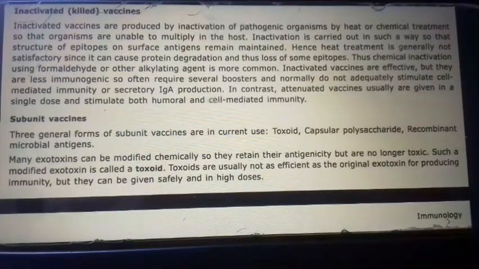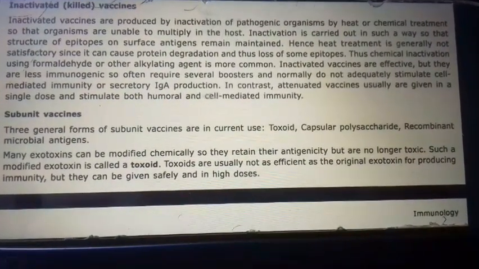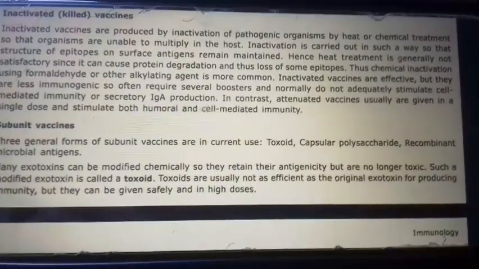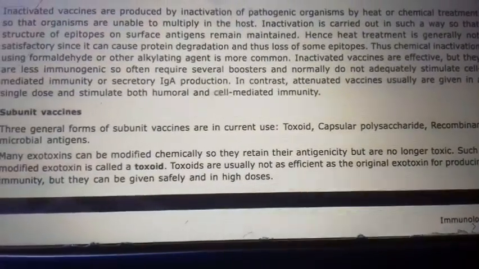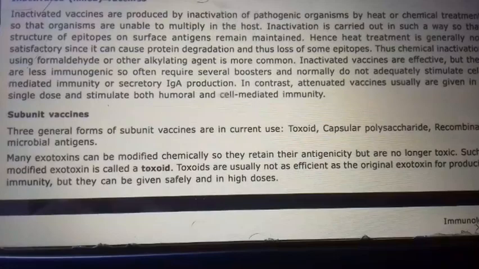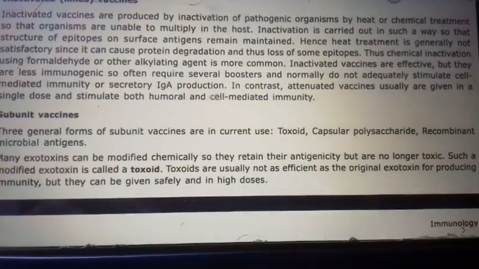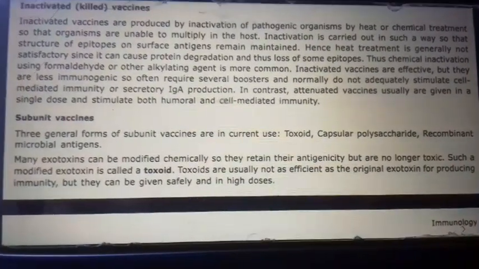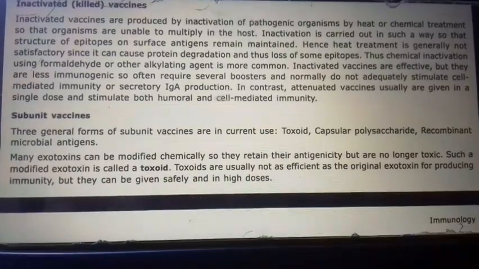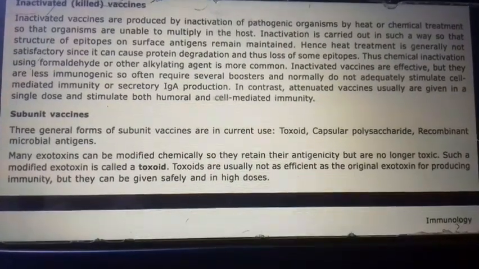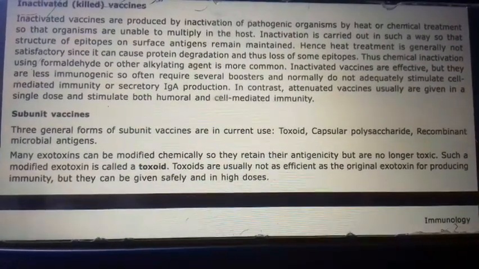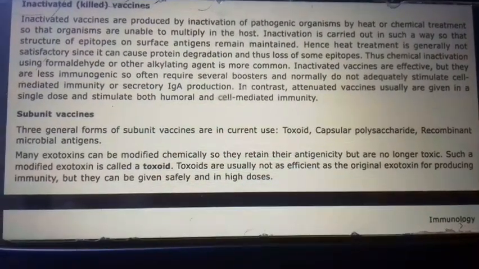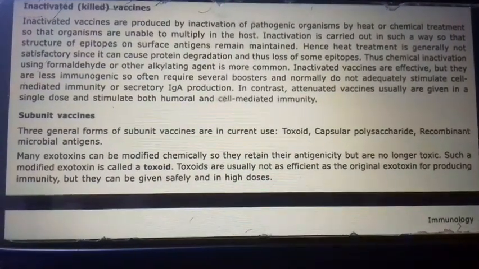Now, subunit vaccines. These are such as toxoid, capsular, and recombinant, made using microbial technology. Many exotoxins are modified so that they retain antigenicity but are no longer toxic. A modified exotoxin is called a toxoid. Toxoids are not as efficient as the original exotoxin but can be given safely in high doses.